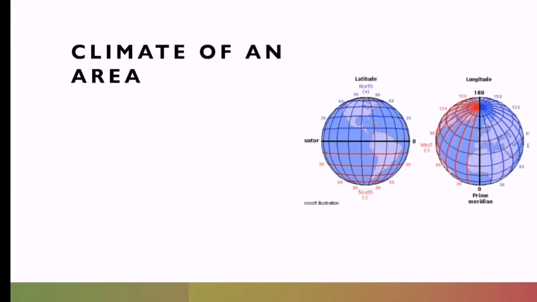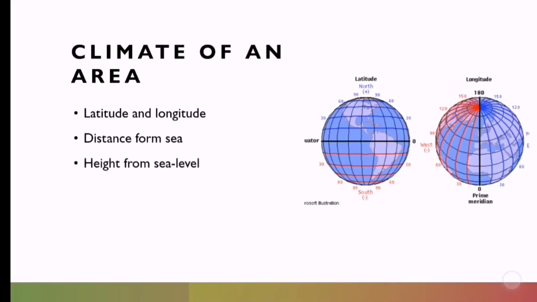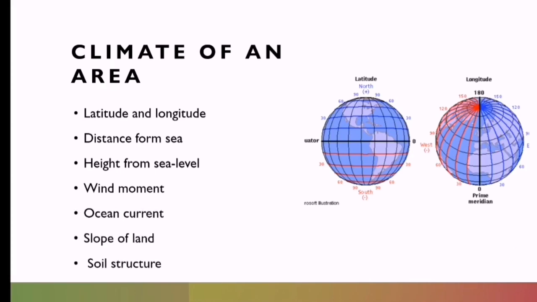About determining climate of a place, we have already known that there are some extra elements that should be considered besides just the condition of weather of that place. So, what are those extra elements that should be considered? They are latitude and longitude, distance from sea, height from sea level, wind movement, ocean current, slope of land, soil structure, and amount of forest in that country, etc.